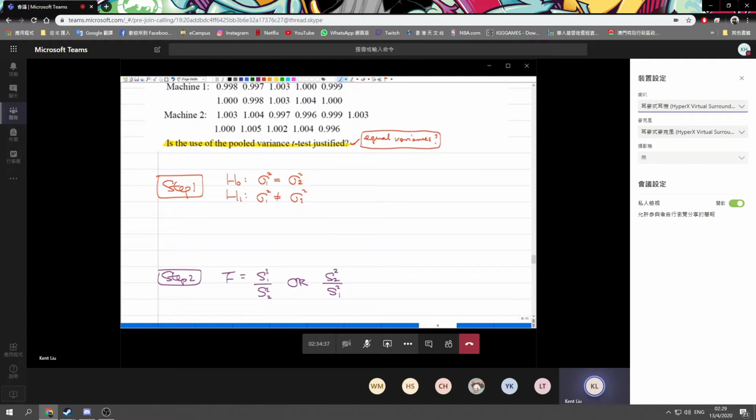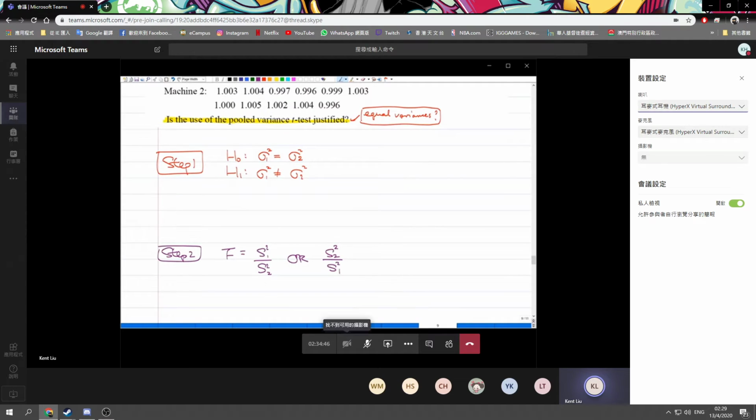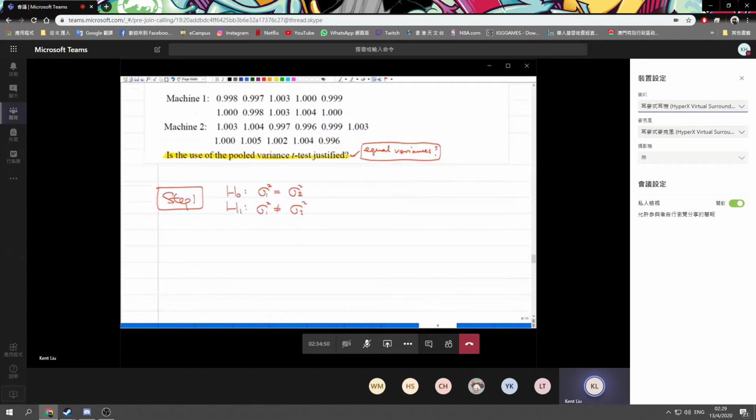So how do we know which one we should use? It depends on whether we have the ratio greater than 1. But before we get to that part, we need the variance, right? So how do we get the variance? The variance is not directly given here, but we need to calculate it by ourselves. So we have two groups of data.